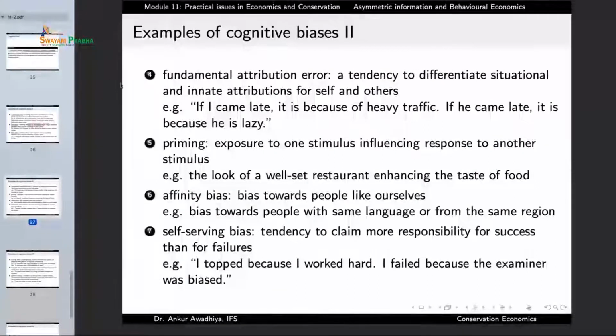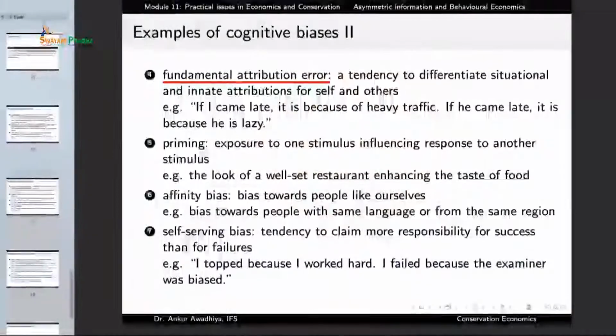Another is fundamental attribution error, a tendency to differentiate situational and innate attributions for self and others. That is, if I came late, it is because of the heavy traffic, which means that if I am doing anything late, if I am not doing anything good, then it is because of the situation. It is not because of me. I'm good, but the situation was bad.